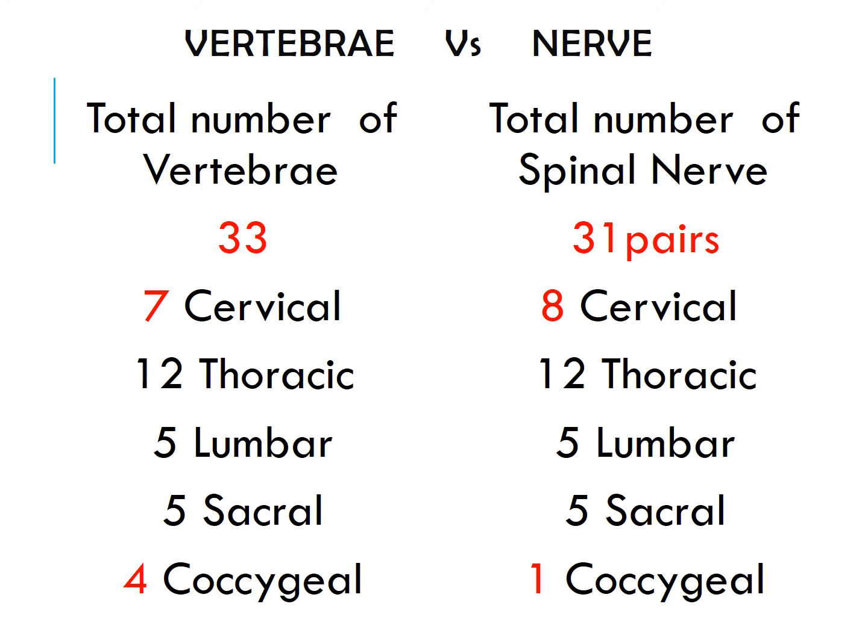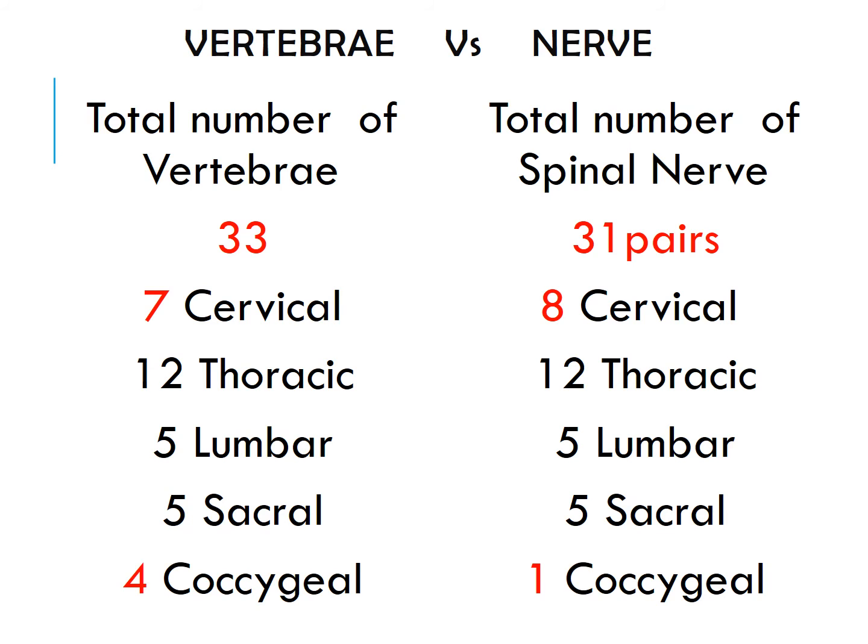Remember, however, there are 31 pairs of spinal nerves: instead of 7, there are 8 cervical spinal nerves, then an equal 12 thoracic, 5 lumbar, 5 sacral, and only 1 coccygeal spinal nerve, making 31 pairs.